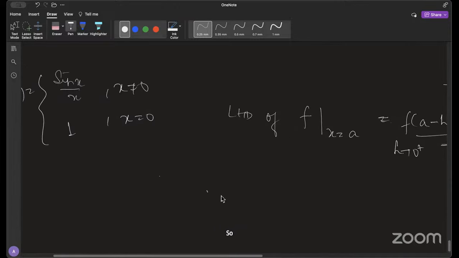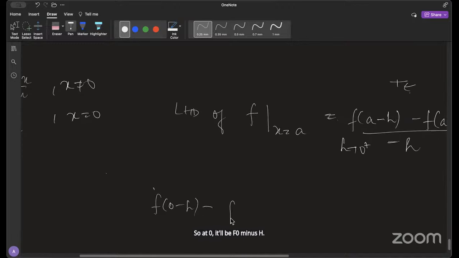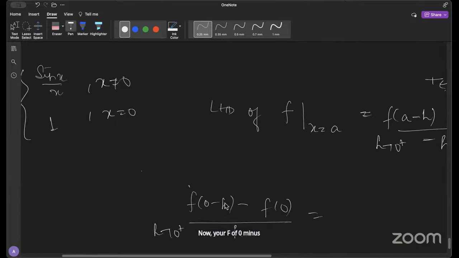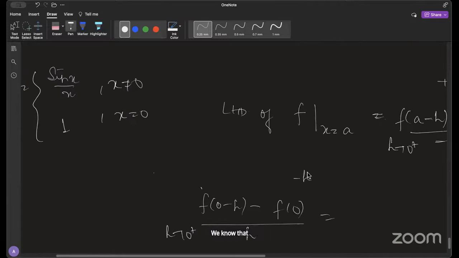So at 0, it will be f of 0 minus h minus f of 0, divided by minus h, as h tends to 0 plus. Now your f of 0 minus h is, we know that h, or minus h, whatever this thing is, it's not 0, right?